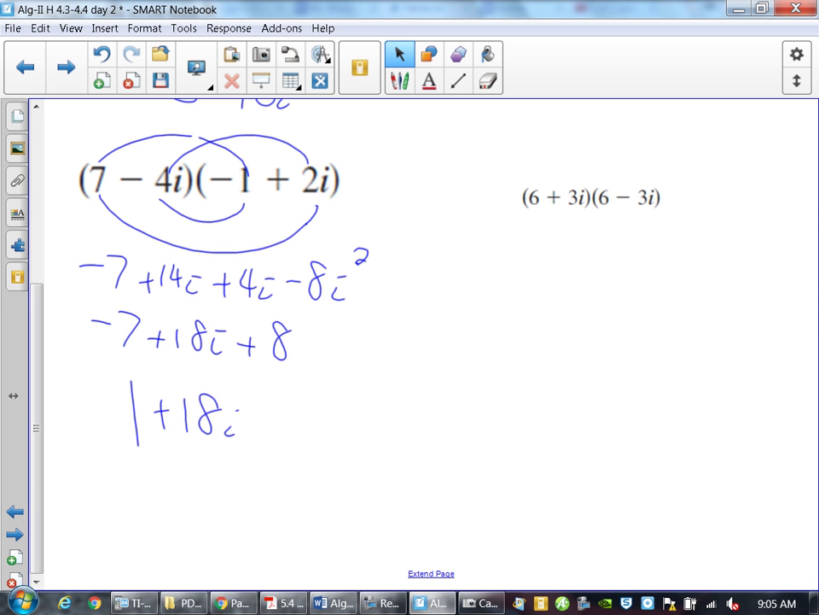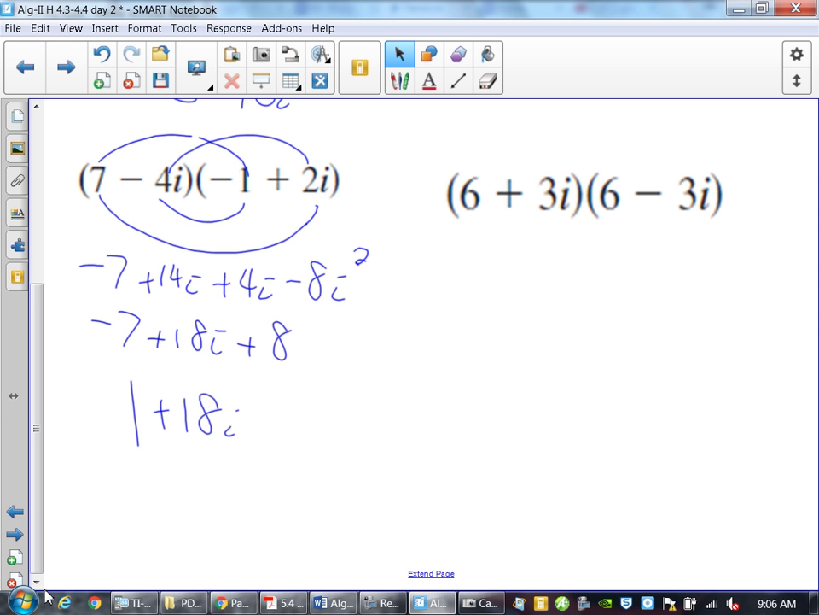You guys do the other one. This will work out. Negative i squared is just 1, because regular i squared is negative 1.